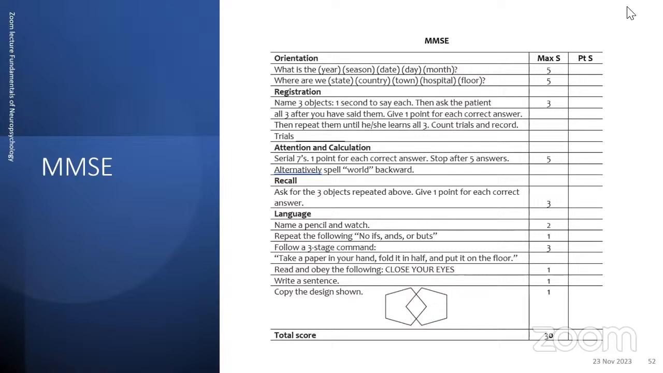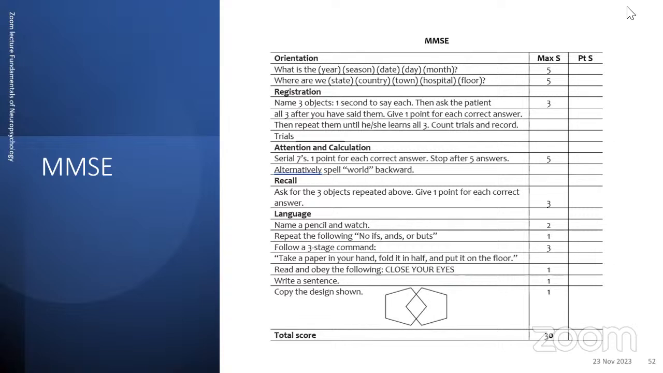Take a paper in your hand, fold it in half, and put it on the floor, and read and obey. That is 1 mark. Write a sentence, 1 mark. Copy the design shown. That's 1 mark. So these are very important items, 1, 2, 3, 4, 5, 6, and 7 items. These 7 items are very important in the language.